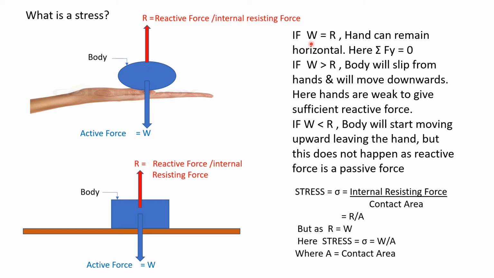So if W is equal to R, then the hand will remain horizontal and sigma Fy here will become 0. W will be equal to R, so the hand will remain horizontal. What if W becomes greater than R?